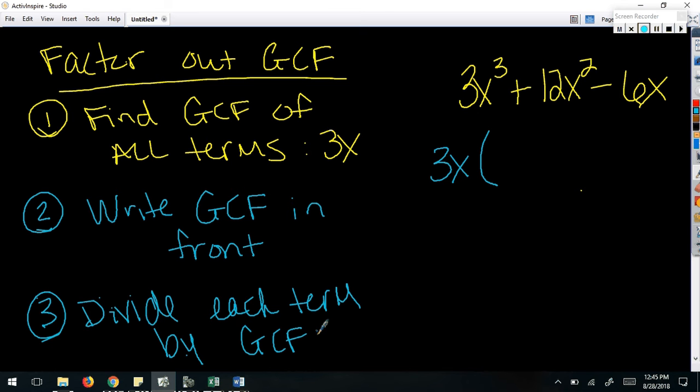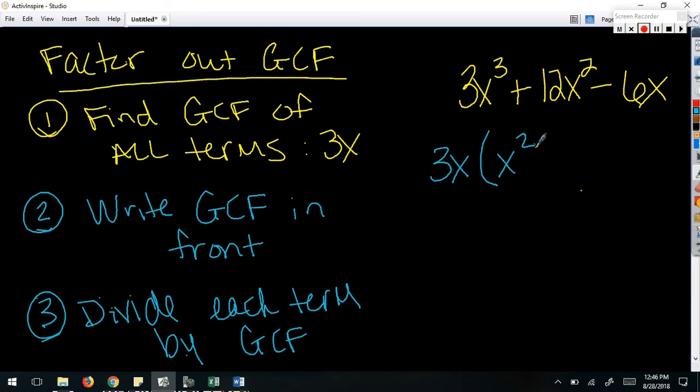So 3x to the third divided by 3x would leave me with what? X squared. Does that confuse anybody where the x squared came from? If you divide 3x to the third by 3x, what's left? In other words, what would you have to multiply this by to make it look like this again?